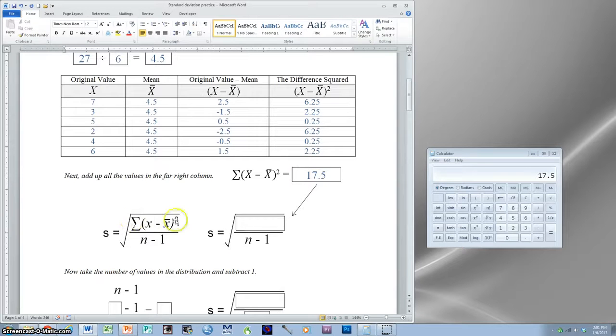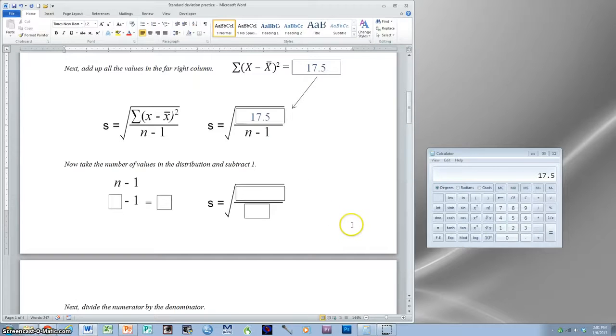So everything here, 17.5, like that. So now we take 17.5, divide by this, take the square root, and we're done. It's not that hard, right? It's pretty fun.